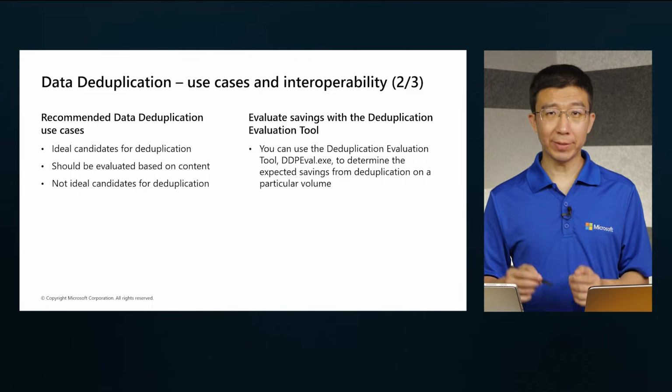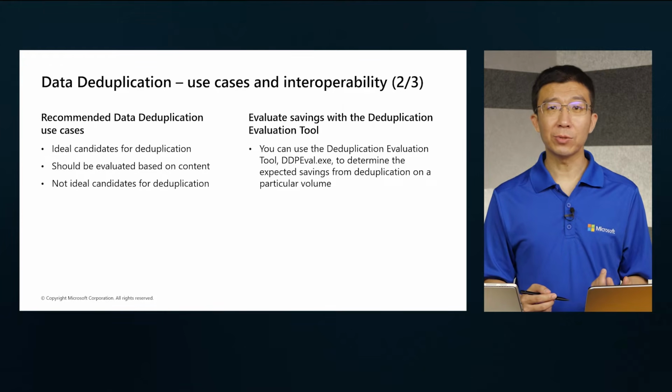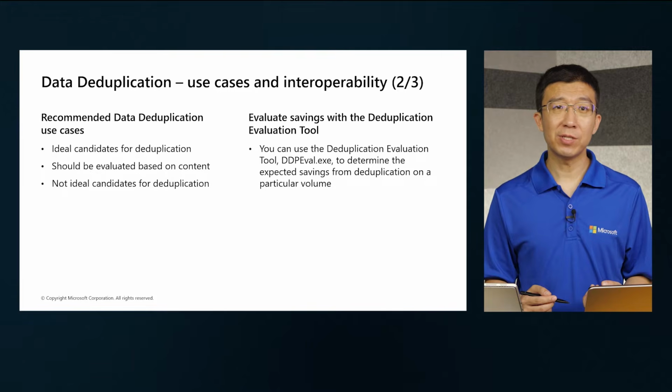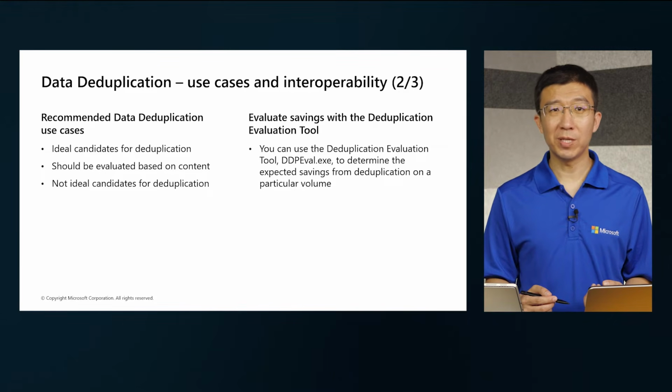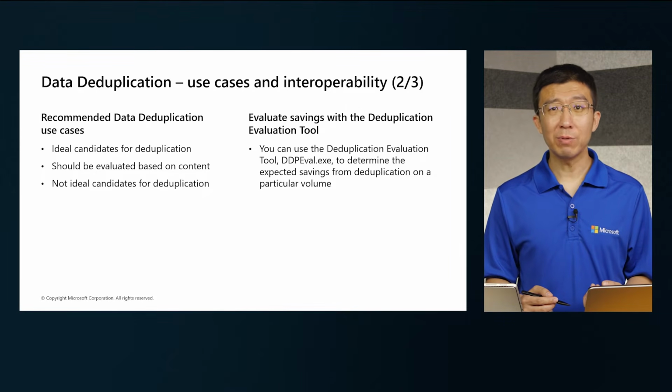When considering data deduplication, evaluate your workloads. Ideal candidates include folder redirection servers, virtualization libraries, software deployment shares, and backup volumes. Some workloads, like line of business servers or web servers, should be evaluated based on content. Others, like Hyper-V hosts or database volumes, are not ideal. Use the deduplication evaluation tool to estimate potential savings before deploying.